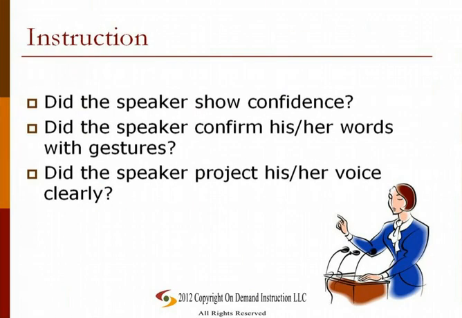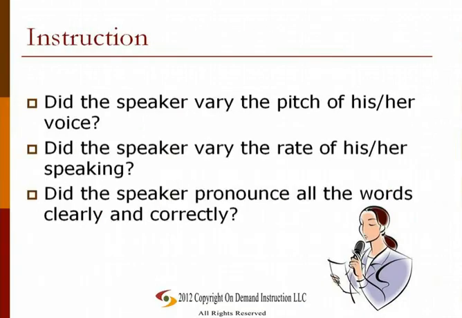Then we take note of how the speaker conveys his or her message. We ask, did the speaker show confidence? Did the speaker confirm his or her words with gestures? Did the speaker project his or her voice clearly? Did the speaker vary the pitch of his or her voice? Did the speaker vary the rate of his or her speaking? Did the speaker pronounce all the words clearly and correctly?